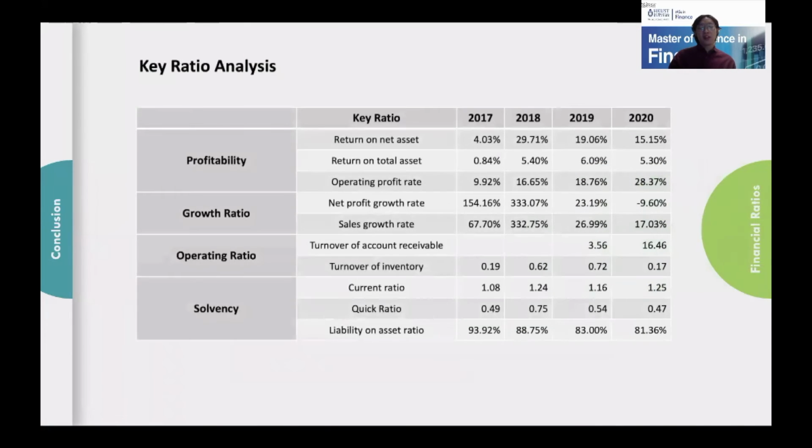I also calculated some key ratios of Sankun Group. For its profitability, we can see the return on net assets has fallen in the last 3 years, but the return on total assets is very stable. Let's look at the solvency. We can see Sankun Group has a very safe current ratio and quick ratio. These two ratios are very stable in the last 4 years.